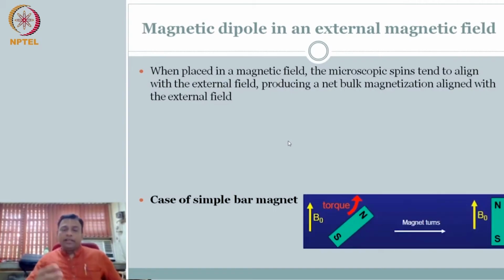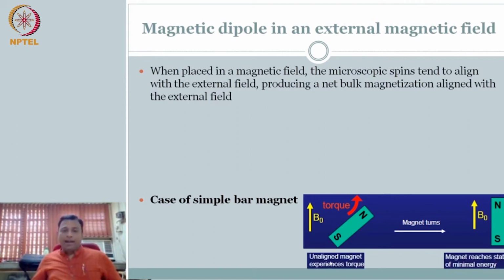You throw it in any direction, right? The B naught here in this case is your Earth's magnetic field. So the bar magnet will turn to align itself. It is experiencing a torque, and that torque makes it align into the north pole direction. So this has to be your resting state, which will be your low energy state. And naturally, initially when you started, it was in a high energy state, right? So an unaligned magnet experiences torque. The magnet reaches a state of minimal energy. So this is the case of the simple bar magnet.